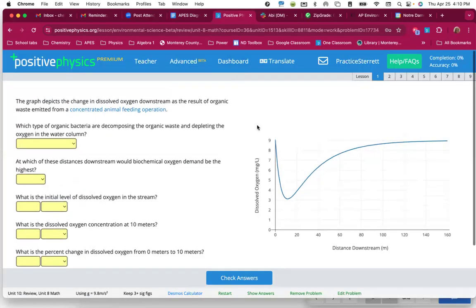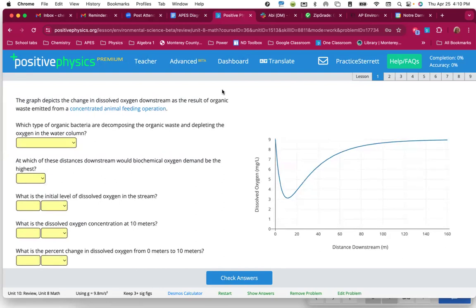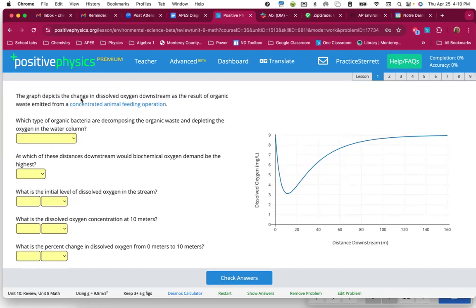On Unit 8, or my Unit 8 review, I'm looking at this dissolved oxygen curve on here. This is a randomized curve here, so everyone's will look slightly different. They'll have a different randomized data set. And some parts of the question are randomized too. Everything in blue is randomized.